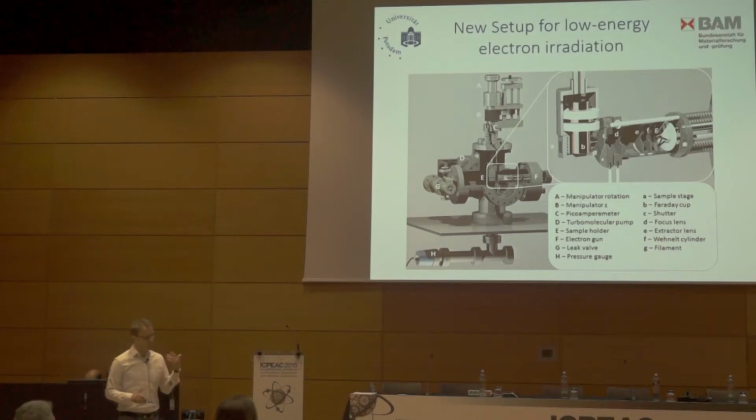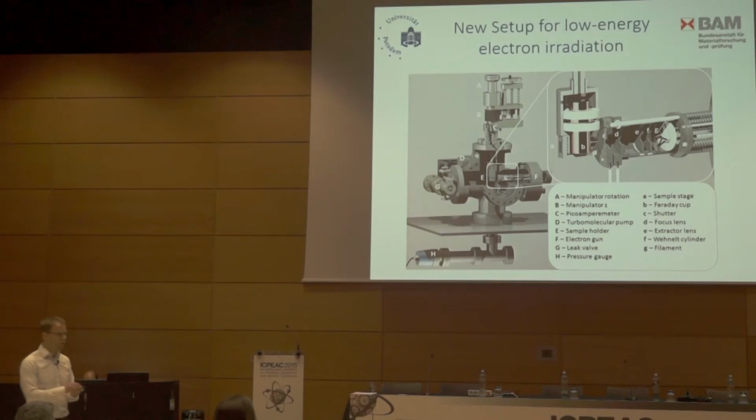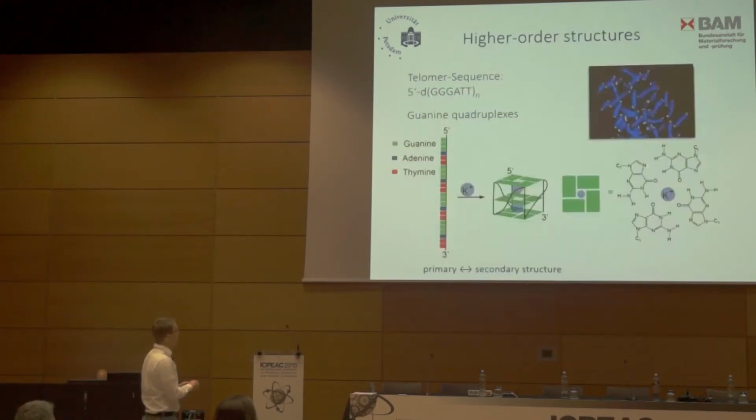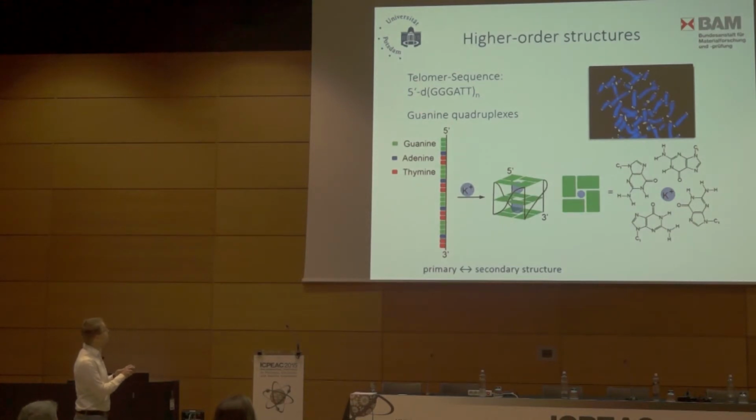And so we are now studying a large number of different oligonucleotide sequences, and one interesting structure is the telomeric DNA. Telomeric DNA can be found at the end of chromosomes, and the length of telomeric DNA determines the lifespan of a cell. So the shorter the telomeric DNA, the shorter is the lifetime of a cell. And telomeric DNA consists of repeat units that are guanine rich. This is shown here, GGG, ATT.